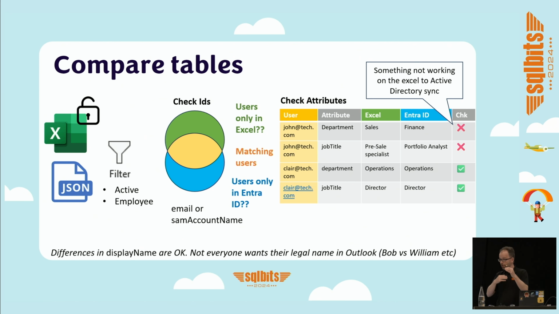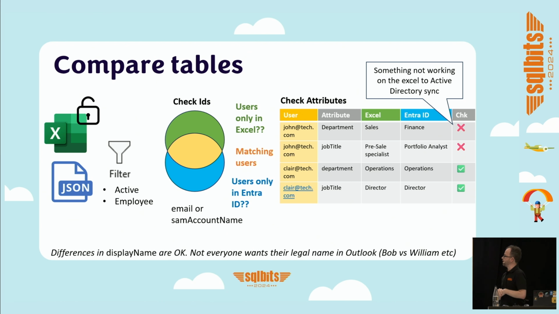If you have the user in both places, then it's time to compare the attributes. We'll see this in Power Query. It's quite straightforward, but we'll see a few details on how we can get to a table that looks like this table here. Here you see I have, for the same ID, a row for each attribute, and then a column for the Excel and a column for the Entra ID.